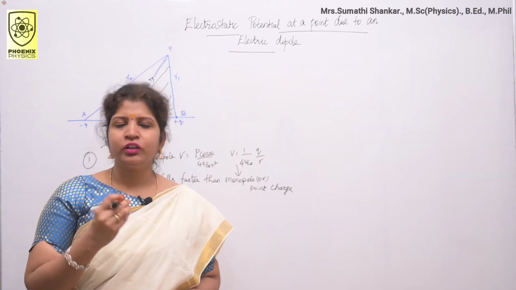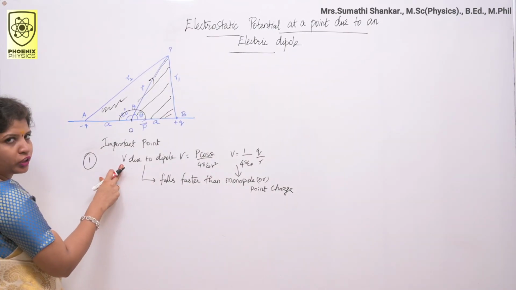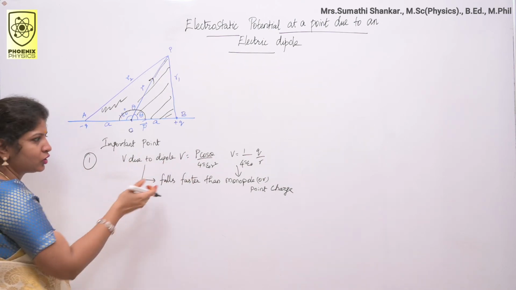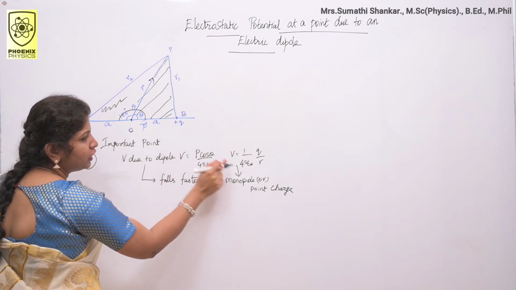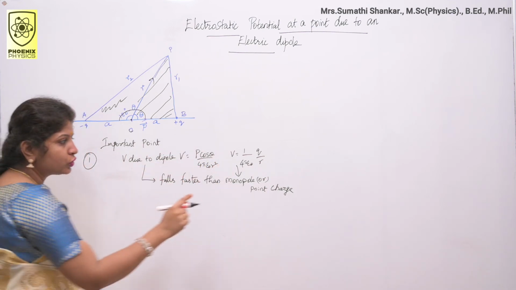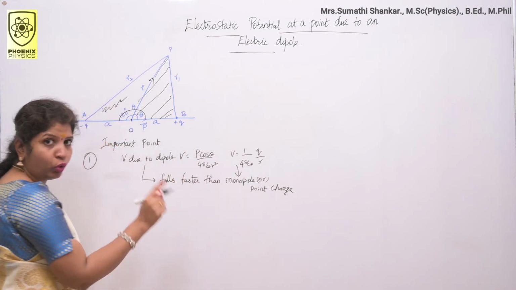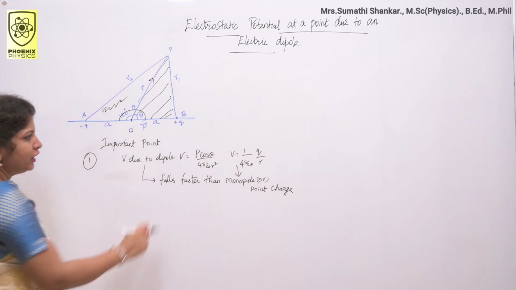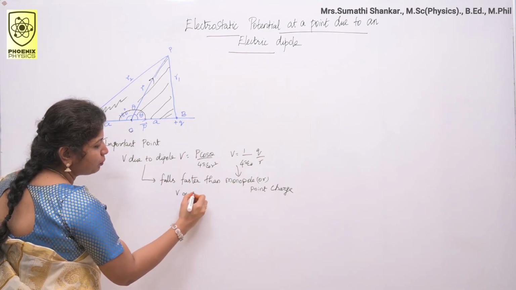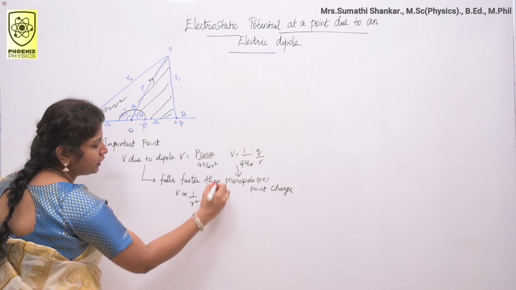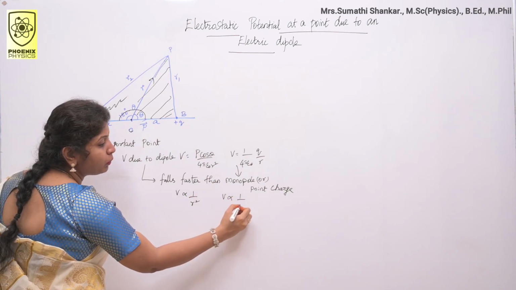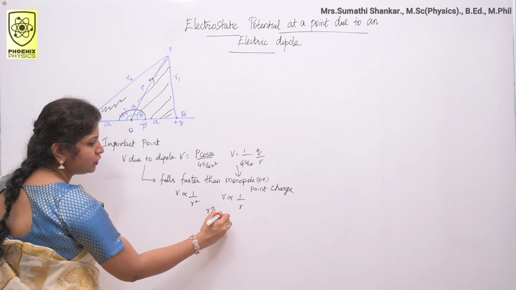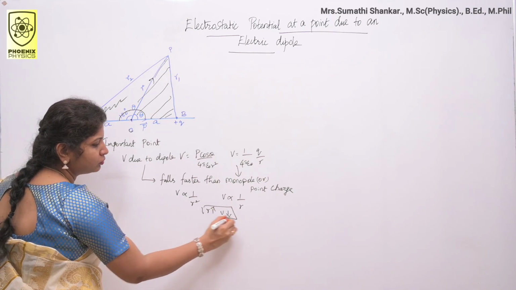There are two important points given. Electrostatic potential due to a dipole, V is equal to P cos theta by 4 pi epsilon naught r square, which we have just derived. Then electrostatic potential due to a single point charge, or we can say monopole, V is equal to 1 by 4 pi epsilon naught Q by R. Here V is directly proportional to 1 by R. What is the meaning? That is, R increases means V decreases. This is the actual meaning.